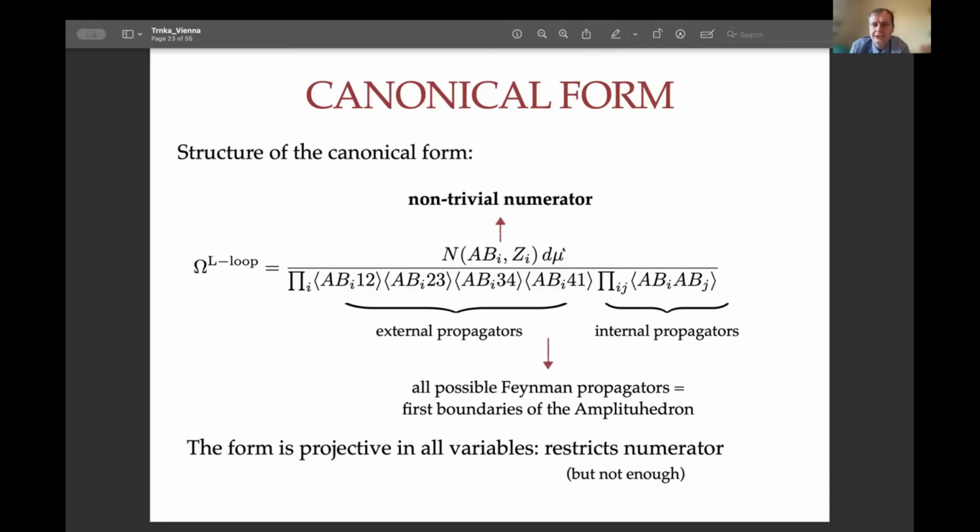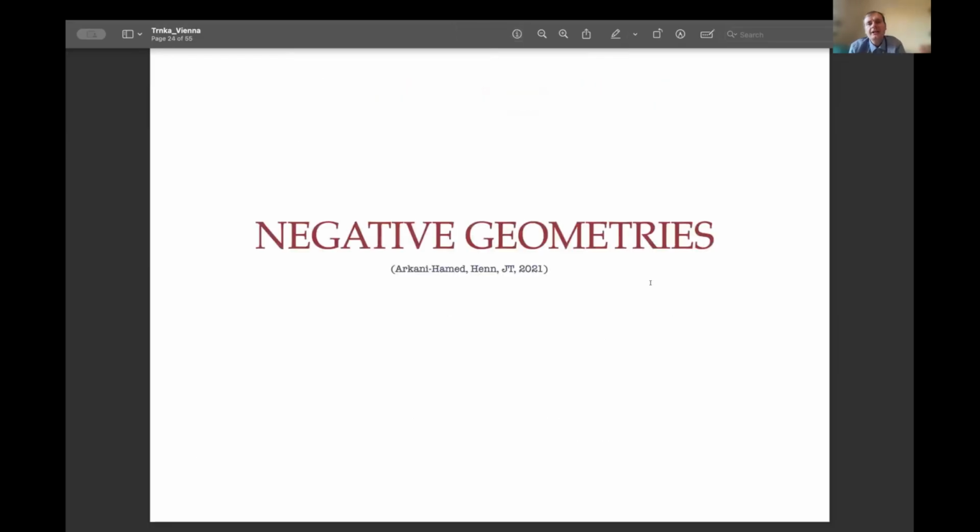But the numerator must do much more. It must make sure that the only singularities, not only the first singularities, but all higher singularities that the denominator produces and that do survive, are the ones which are allowed by the amplituhedron inequalities. In fact, in physics, we would say they are allowed cuts. The numerator must cancel all the cuts which are not allowed. Okay.